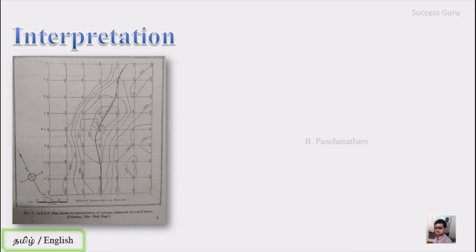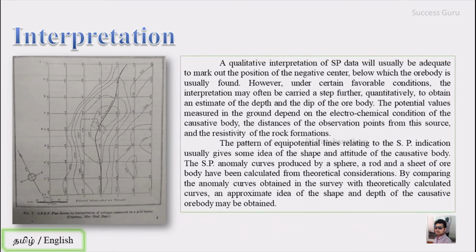So let us see the interpretation, which is quite interesting. Qualitative interpretation of SP data will usually be adequate to make out the position of the negative center, below which the ore body is usually found. However, under certain favorable conditions, the interpretation may often be carried a step further, that is, a quantitative method to obtain an estimate of the depth and the dip of the ore body.